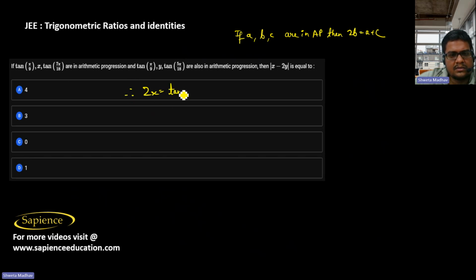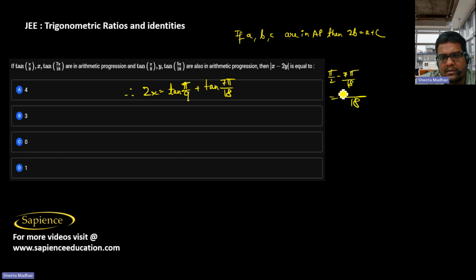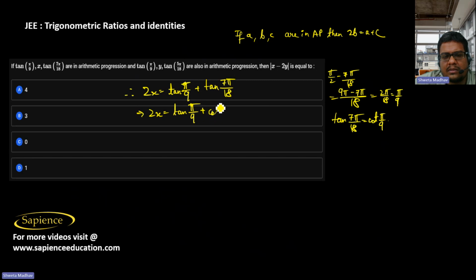So 2x is tan pi by 9 plus tan 7 pi by 18. Now pi by 2 minus 7 pi by 18, if you do, then we will get 9 pi minus 7 pi by 18, that is 2 pi by 18, that is equal to pi by 9. So therefore tan 7 pi by 18 I can write as cot pi by 9. So I can say 2x will be equal to tan pi by 9 plus cot pi by 9.